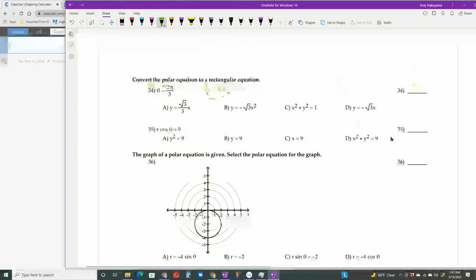All right, r cosine theta, we just talked about that. That right there equals x. That's the definition. Should be on your card if you don't know it. So the answer is C.